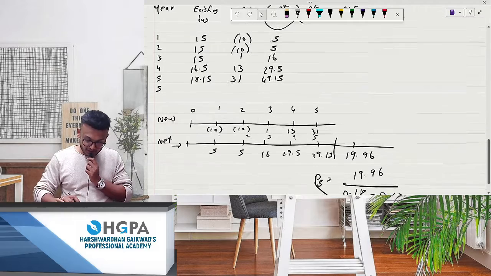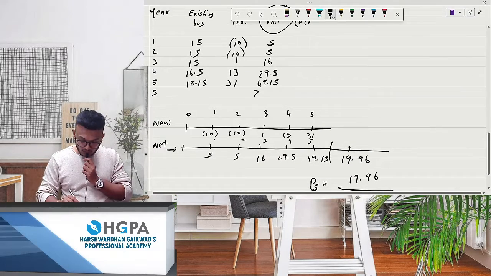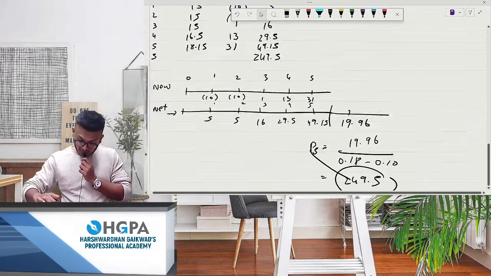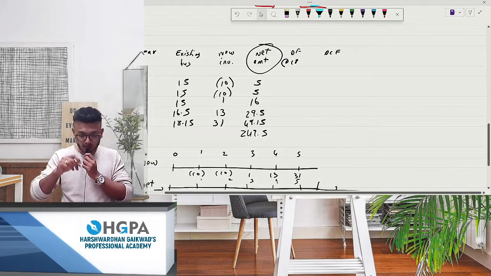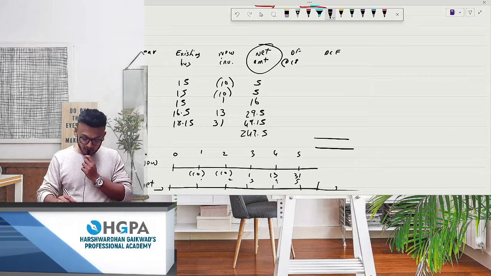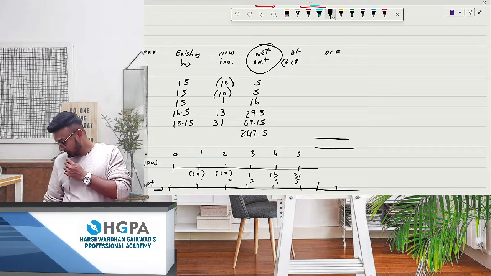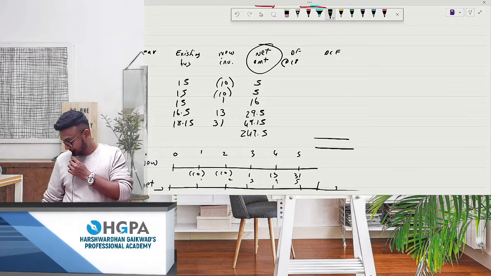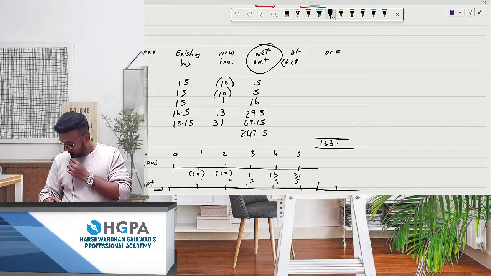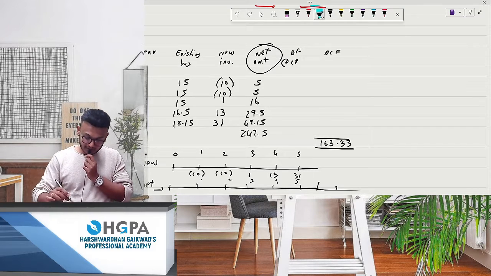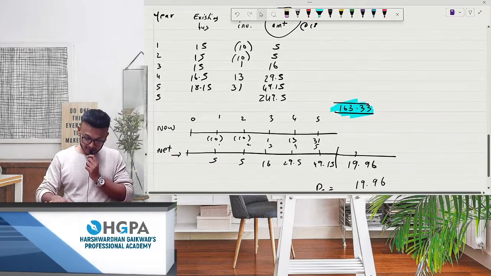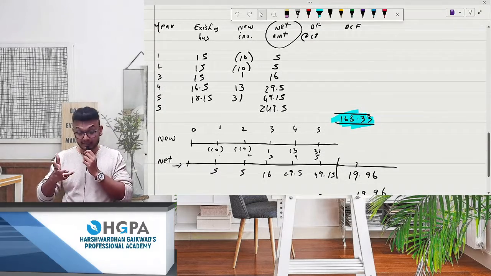That's why I will write the net figure. Where's the net figure? 249.5. Now you do one thing. Discount this by 18% and see what is the final answer. You have to discount it with the discounting factor. Your final answer has to be somewhere about 163.33. Just discount it and see what the final answer is. This is the answer to your second sub question, basically.